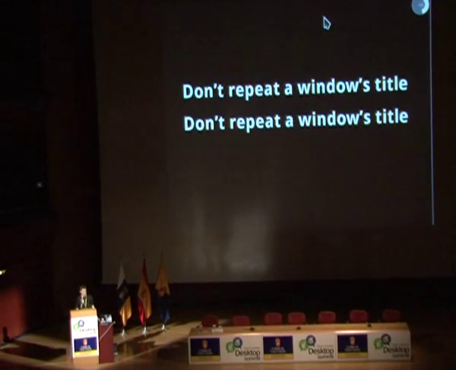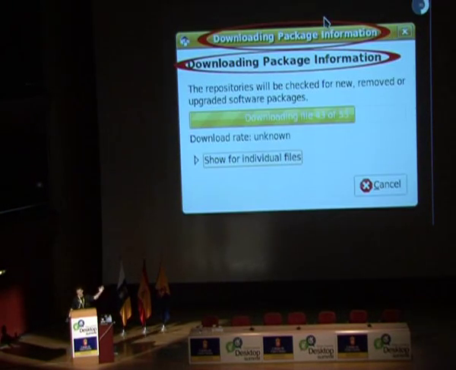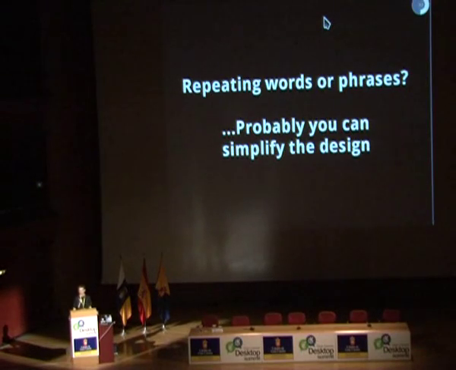Number 5, don't repeat a window title. I don't know why this happens. It happens very often in GNOME software. We see things like this: title 3 times in the same window. Progress windows, this is Ubuntu specific, but again, titled twice in the same window. If you're repeating words or phrases in the interface, you're probably not doing the right design.